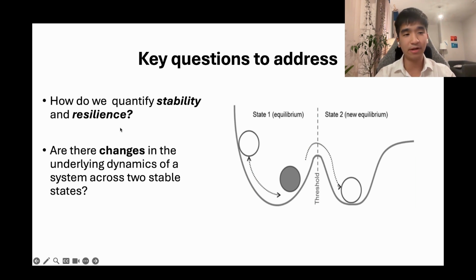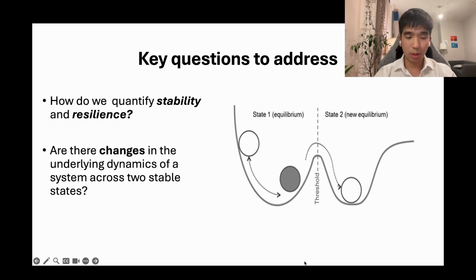And then naturally, the second question would be, are there changes in the underlying dynamics of a system across two stable states? And can we recover and work out, okay, what's changing as state one approaches the threshold, and what's different, or what's actually changing between state one and state two? So these are open-ended questions that need to be addressed when studying this.